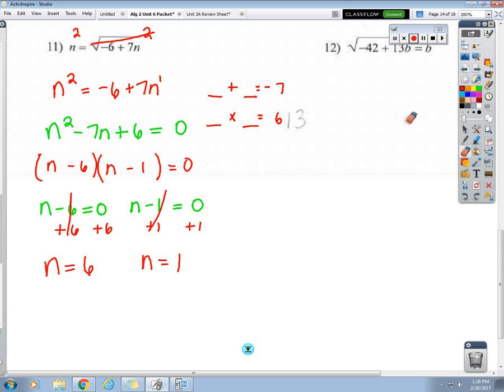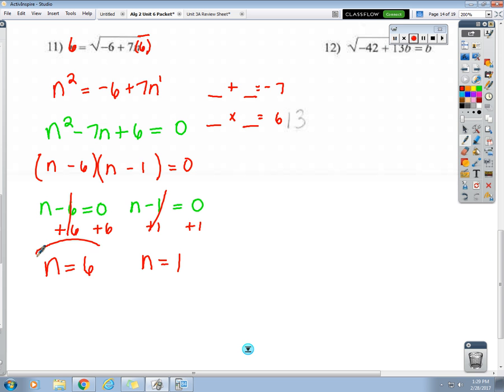Okay, so now let's check them, but we have to check both of them. Okay, so the first time we'll check 6. That means we put a 6 in this place, and we put a 6 in this place. Now in your calculator, type in the square root of negative 6 plus 7 times 6, and tell me what you get. You get 6. And isn't that what it says it will equal?